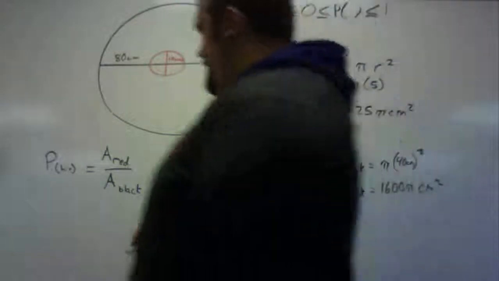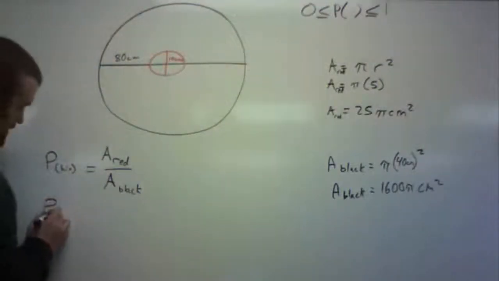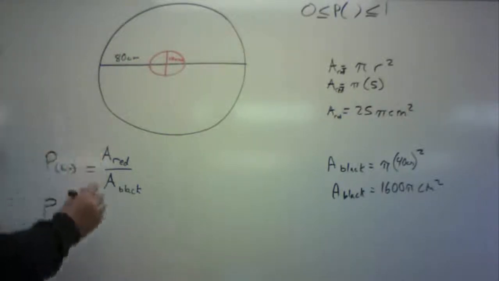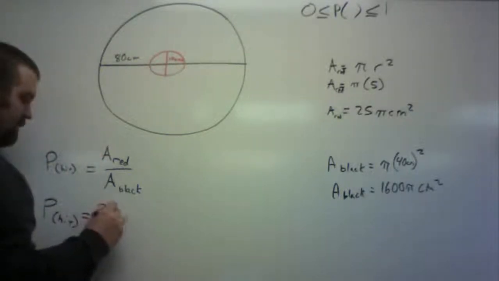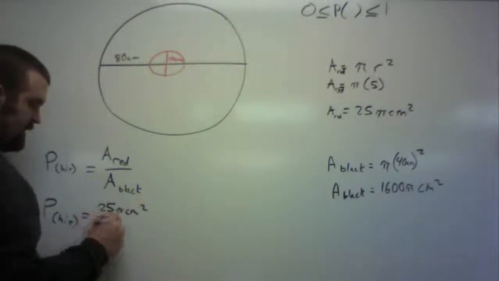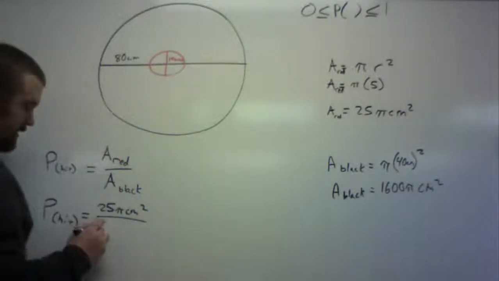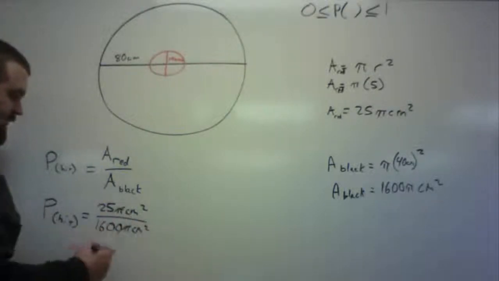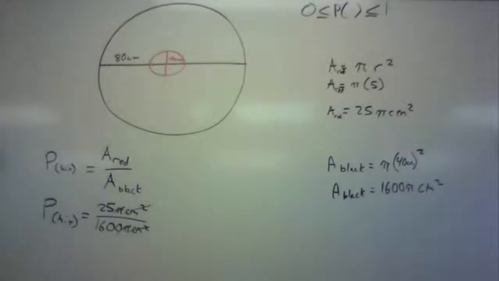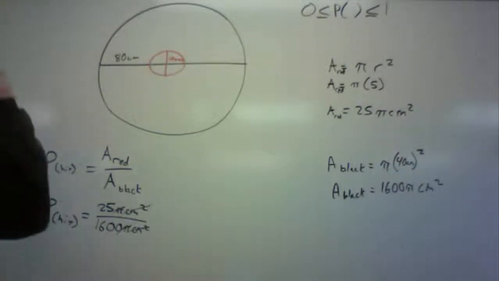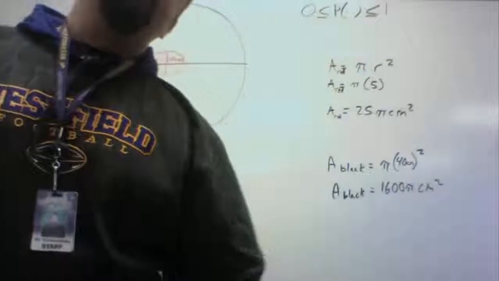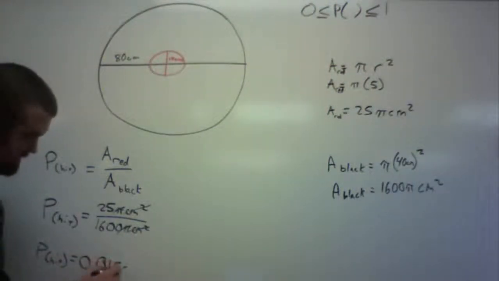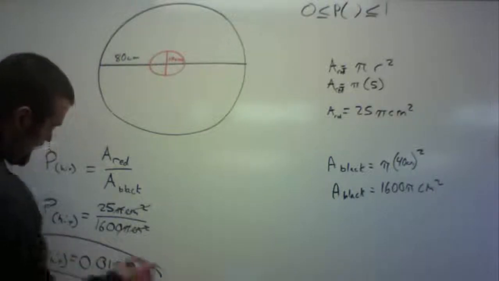What's the probability that I hit the target at random if I had no skill besides being able to hit the target every time? Well, it's going to be the area of the red, 25 pi centimeters squared, divided by the area of the black, 1,600 pi centimeters squared. The pi's will cancel out just like the centimeters squared. 25 divided by 1,600 leaves me with a probability of 0.15625 that I'll hit the target.